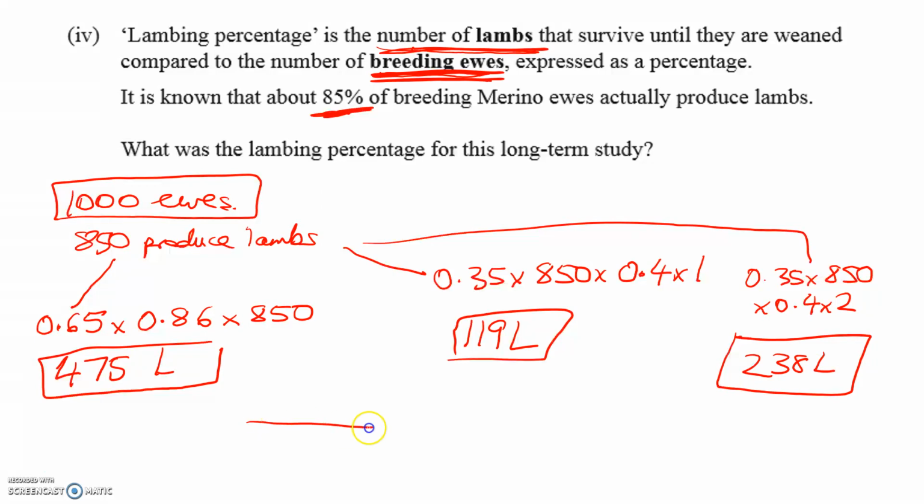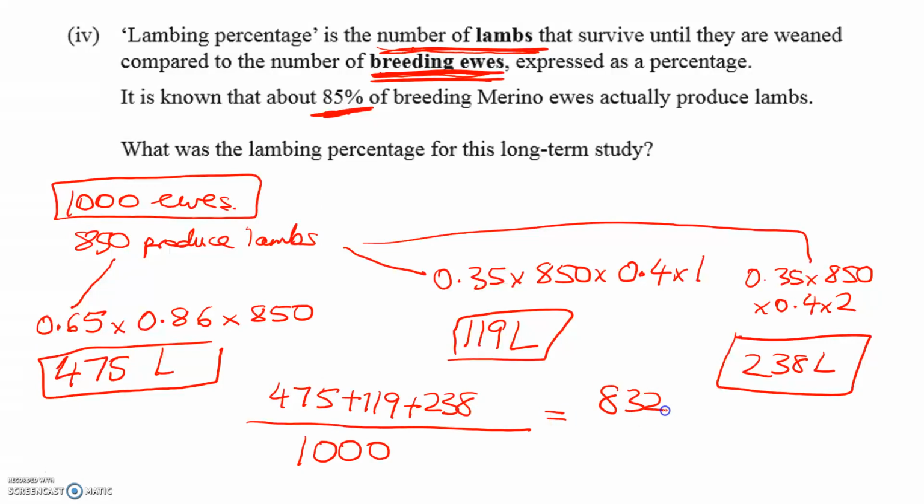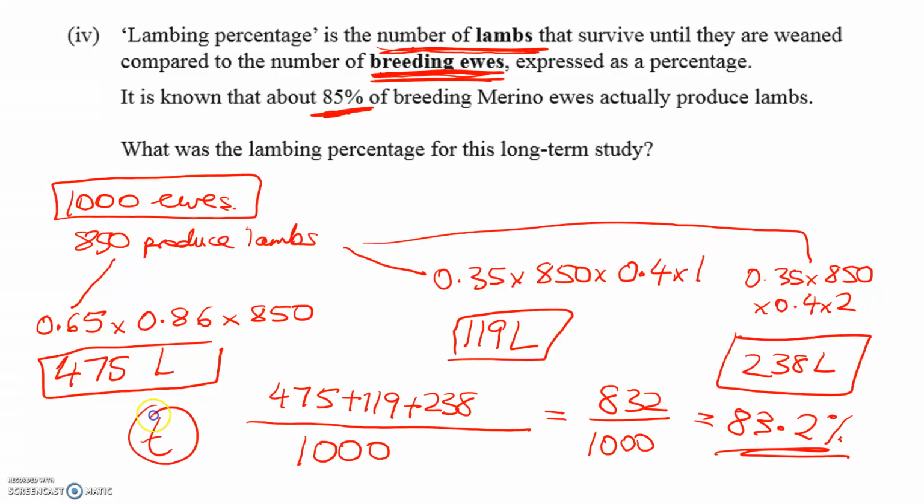So the lambing percentage is the number of lambs that survive out of the number of breeding ewes. So we started out with 1,000 breeding ewes, and we end up with 475 plus 119 plus 238 lambs. So that works out to be 832 lambs for 1,000 breeding ewes, which gives us what we call the lambing percentage of 83.2%. Okay, also an excellence question. Now, happily, the last one is really quite easy, but it's very, very wordy. So we'll go and have a look at that now.